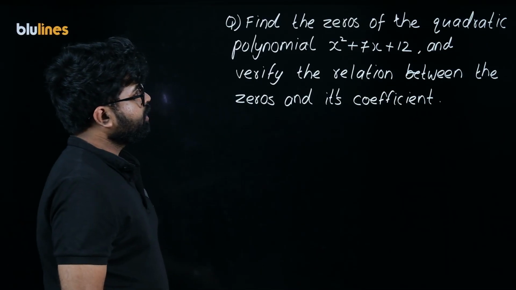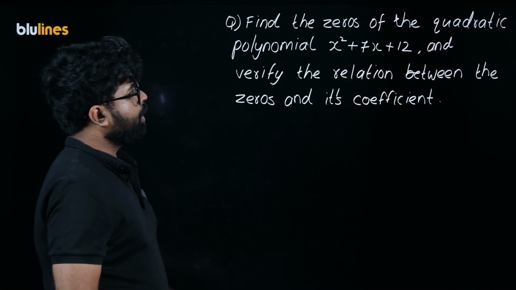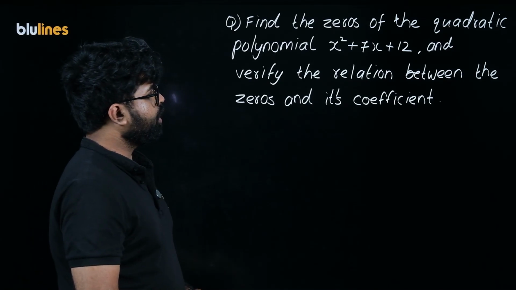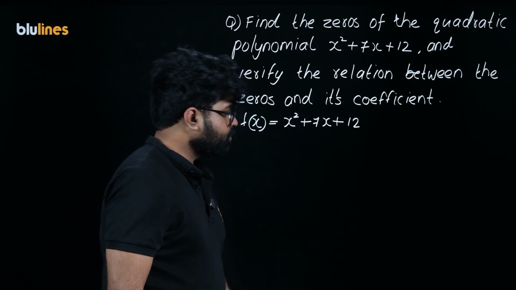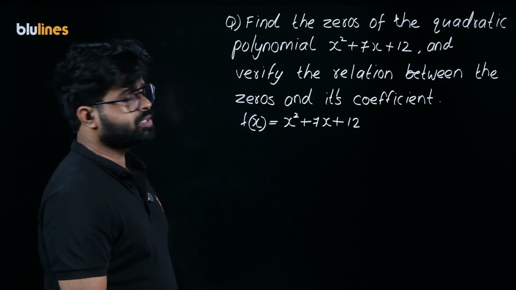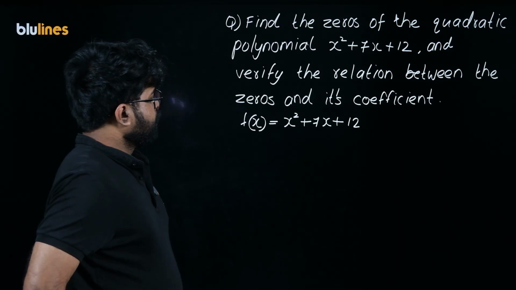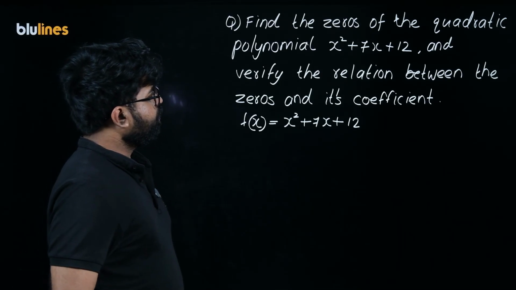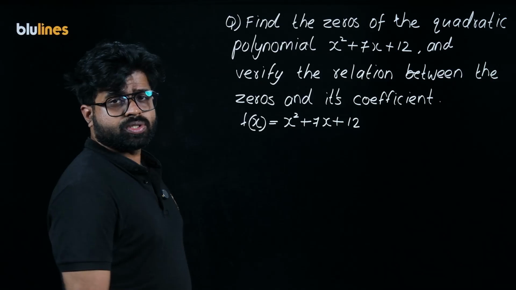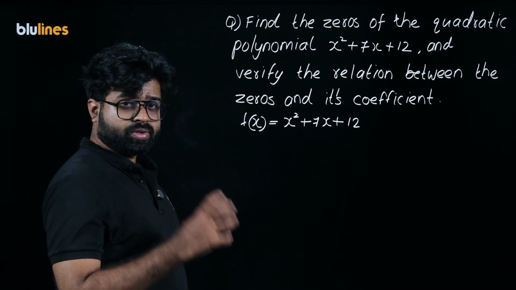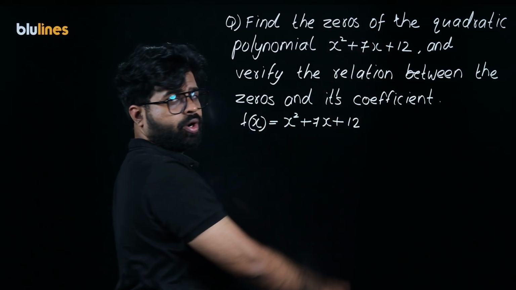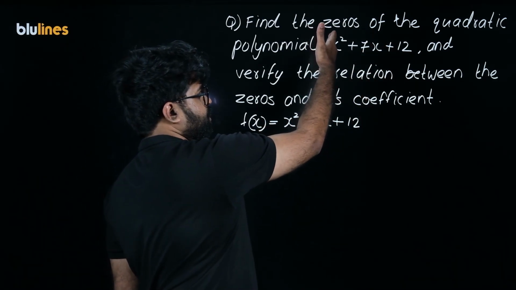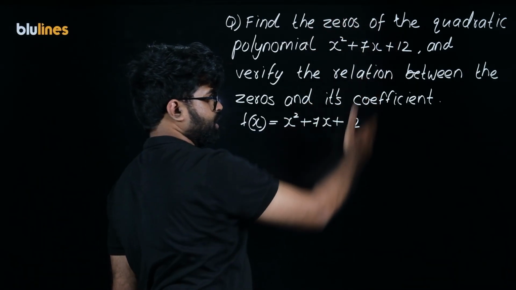Next one, find the zeros of the quadratic polynomial x square plus 7x plus 12 and verify the relation between the zeros and its coefficients. So here we have the quadratic polynomial x square plus 7x plus 12. We need to verify the relation. First of all, find the zeros of this quadratic polynomial, and then find the relationship between the zeros and the coefficients of this polynomial. Coefficient means the coefficient of x square, the coefficient of x, and the constant term.